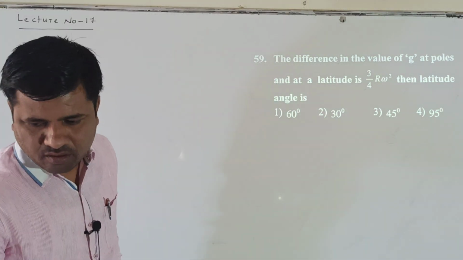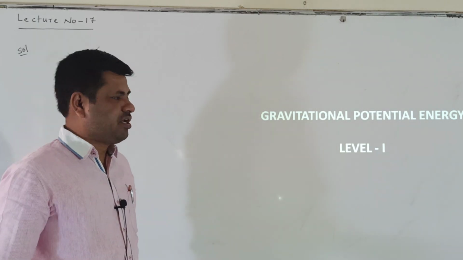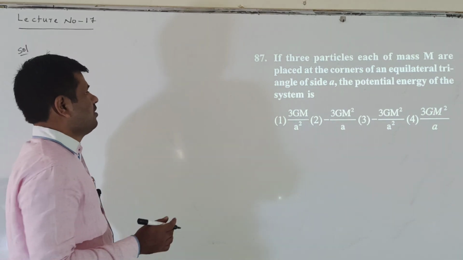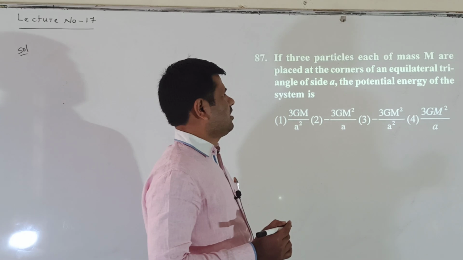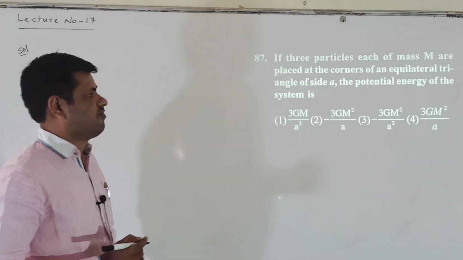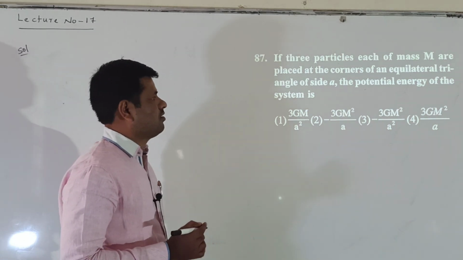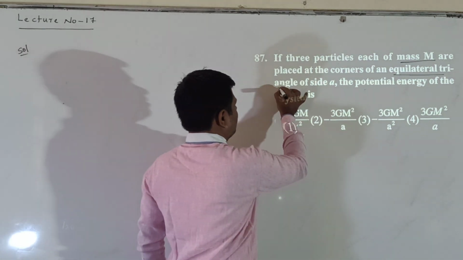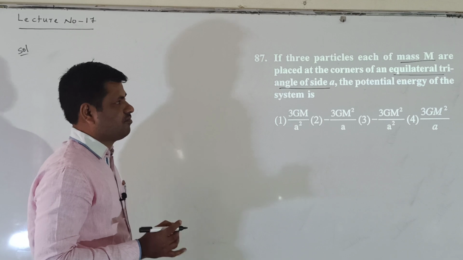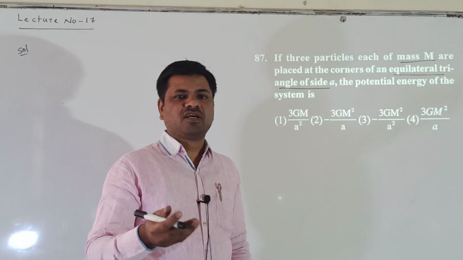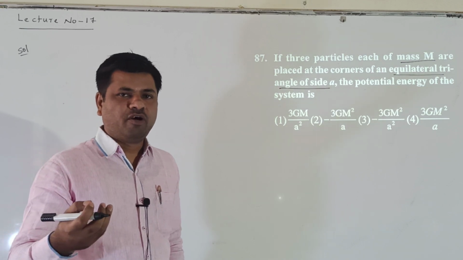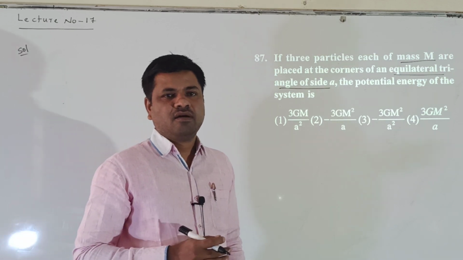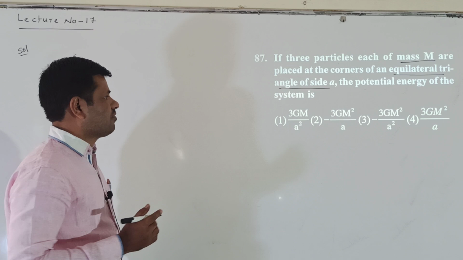Next, I am starting potential energy here. Level 1 questions of potential energy. Question number 87. If three particles each of mass m are placed at the corners of an equilateral triangle of side A, the potential energy of the system is... Already I have given the formula for the potential energy of a two particle system, n particle system, which we discussed in the previous classes. Using that formula we are solving this problem.